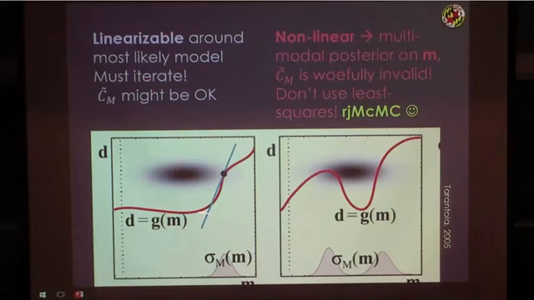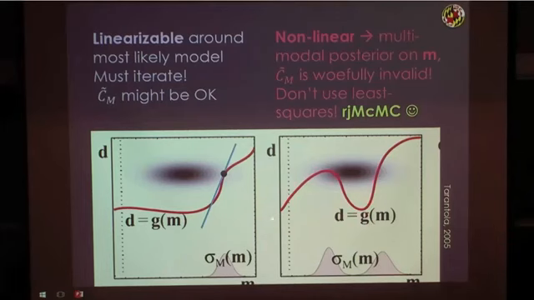Once you get there, you have to use what are called iterative techniques. So you must iterate. You must kind of start here, go here, go here, go here. Eventually you find this. Then you can linearize and find your uncertainty. And this CM posterior model covariance might be okay, but you have no guarantee that it's an accurate representation of the model uncertainty.